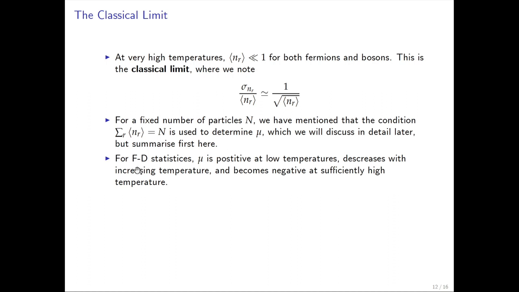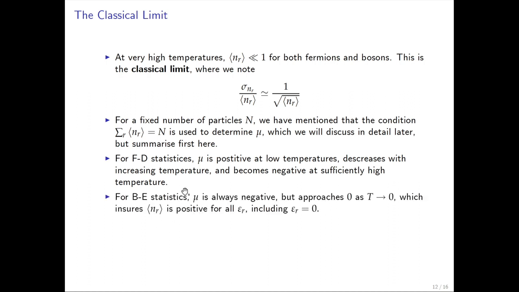So for fermions, mu is positive at low temperatures. As we saw, it has to equal the Fermi energy at T equals 0, and it decreases with increasing temperature, and it becomes negative at sufficiently high temperatures. For Bose-Einstein statistics, as we said, mu is always negative, and that's because we want to ensure that the mean occupation number is positive for all energies, including epsilon 0. So it's always negative, but it approaches 0 as T goes to 0.